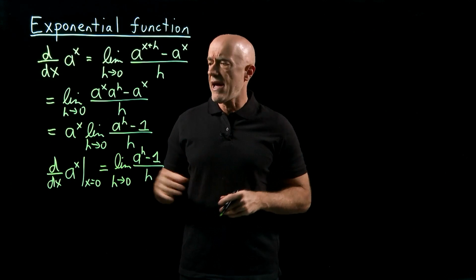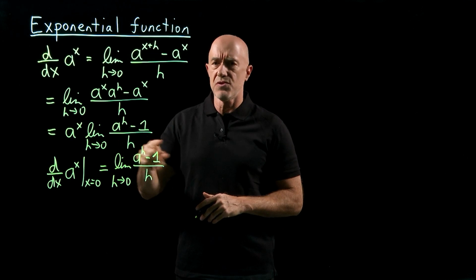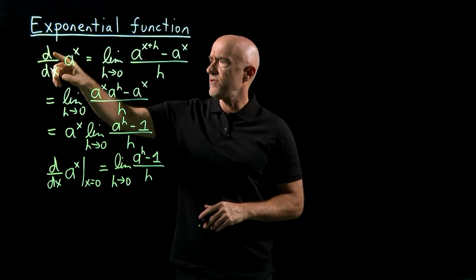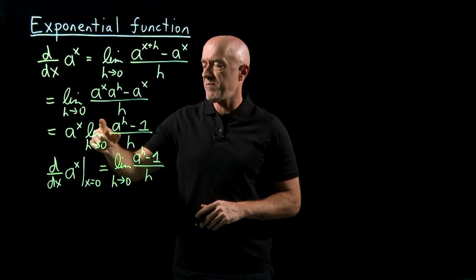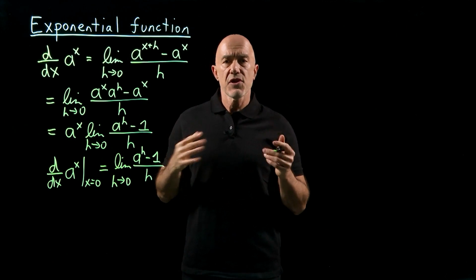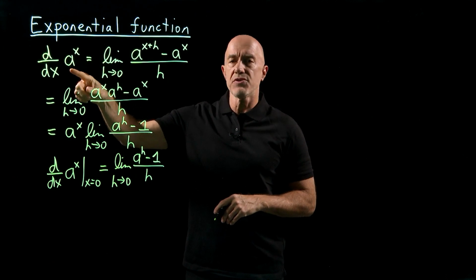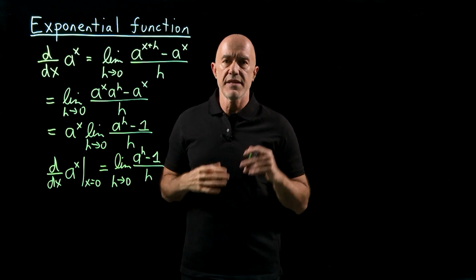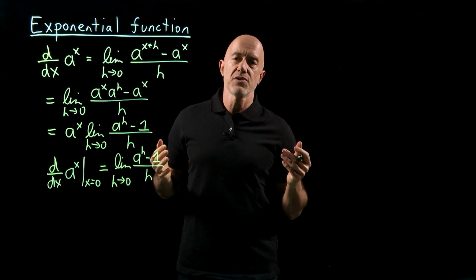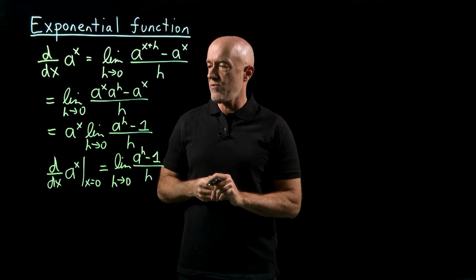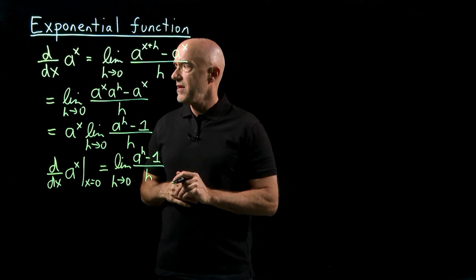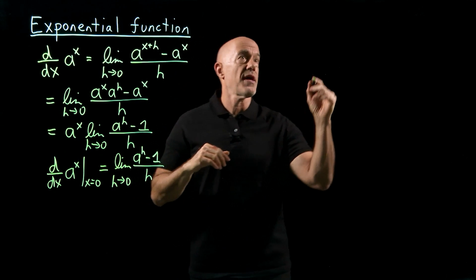Okay, so this can have any value depending on what the value of a is, but it'd be really nice if this limit was equal to 1, because then the derivative of the exponential function would just be the exponential function. It turns out that there's a special number where this limit is equal to 1, and that special number is e, right? Euler's number, the one that we introduced before. So let's see how we can show that.